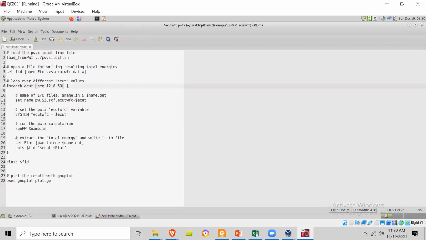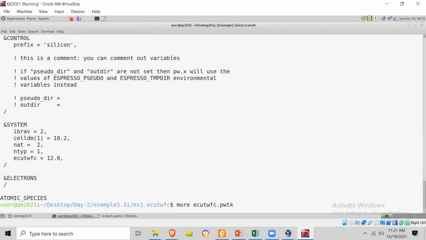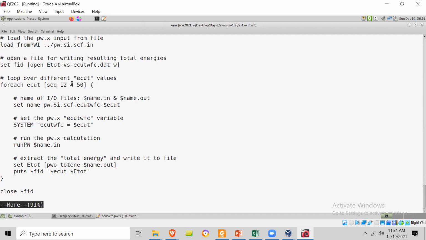So I'll go one step further. And let's increase by 4 and see. Increase by 4. Let's save this. And now if you go here and look at this one, you see that it's changed to 12, 4, 50. So I changed the 8 to 4 and this to 50.